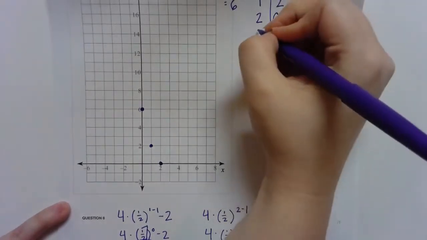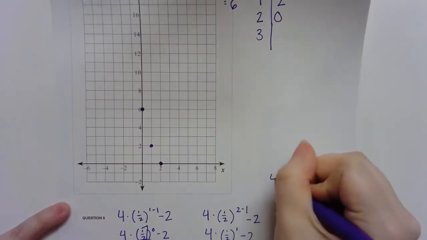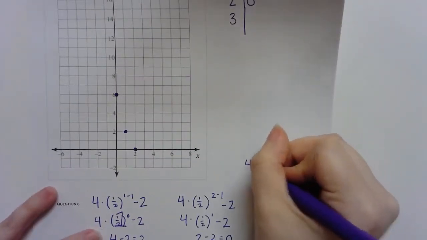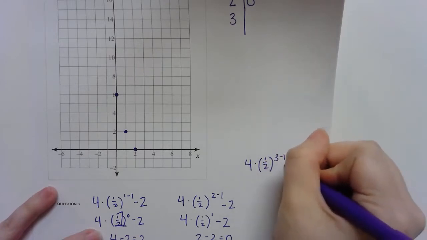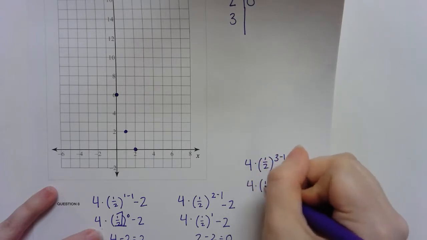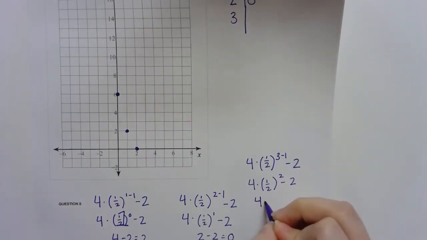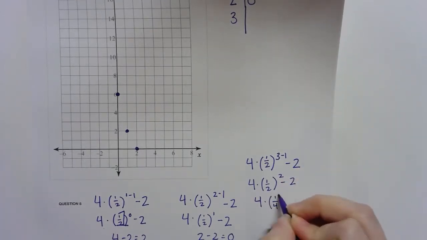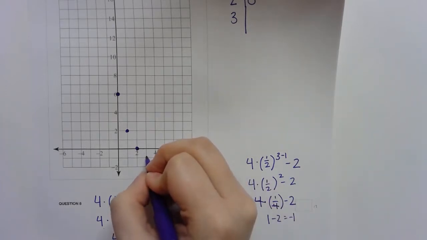And then if I go to 3, I have 4 times 1/2 to the 3 minus 1 minus 2. So 3 minus 1 is 2. So 4 times 1/2 to the second minus 2. So that's 4 times 1/4 minus 2. So that leaves me 4 times 1/4 is 1 minus 2 is -1. So that's 3, -1.